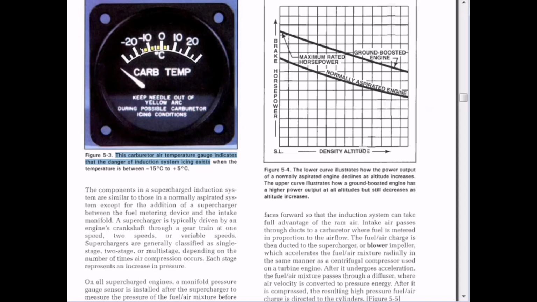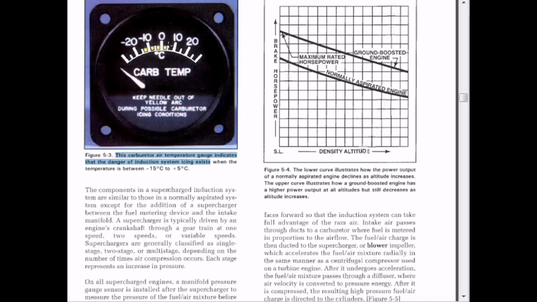Yellow tu maksudnya apa? Yellow traffic light maksudnya precautionary, maksudnya berhati-hati. Yellow arc tu maksudnya range yang berhati-hati itu ialah from -15 to 5 Celsius. Jadi bila the needle is at this range, you need to be careful. You need to turn on your carburetor heater. Why? Because ice will form in this region.